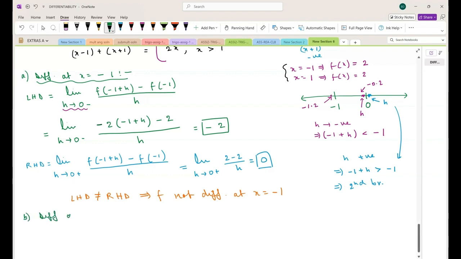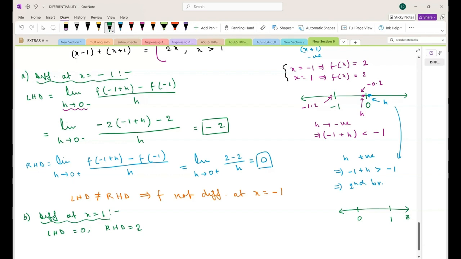Differentiability at x equal to 1. Okay, so that means here, if this is your real number line, suppose you have 1 here and 0 here. So when you calculate your left hand, I'll just leave the answer here. You can do the calculation because it is exactly similar to the first part. The left hand derivative will come out at 0, and right hand derivative will be 2.